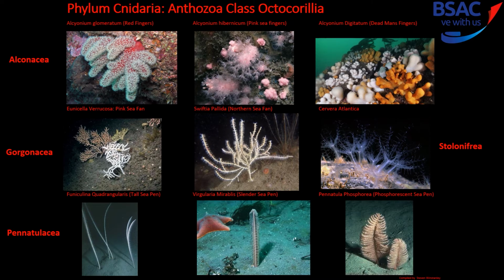Phylum Nodaria, Anthozoa, class Octocorallia. Let's have a look at a few examples of Octocorallia showing the 4 different orders. In the top row we have the Alcyonacea, which are soft corals, and we have examples of the red fingers, pink sea fingers, and dead man's fingers.